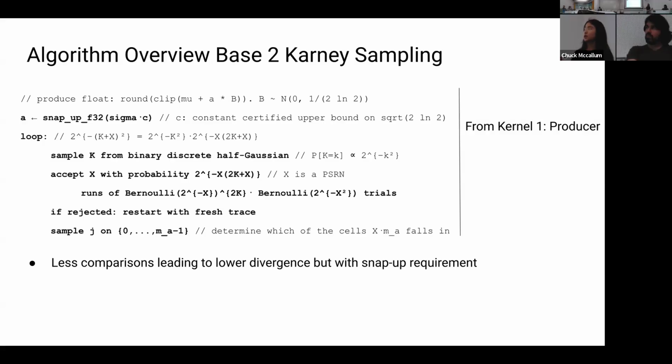can potentially lead to faster execution time. And actually in some of the benchmarks, which I will be showing later, this base 2 approach did have some faster runtimes compared to the base E approaches with Carney sampling.